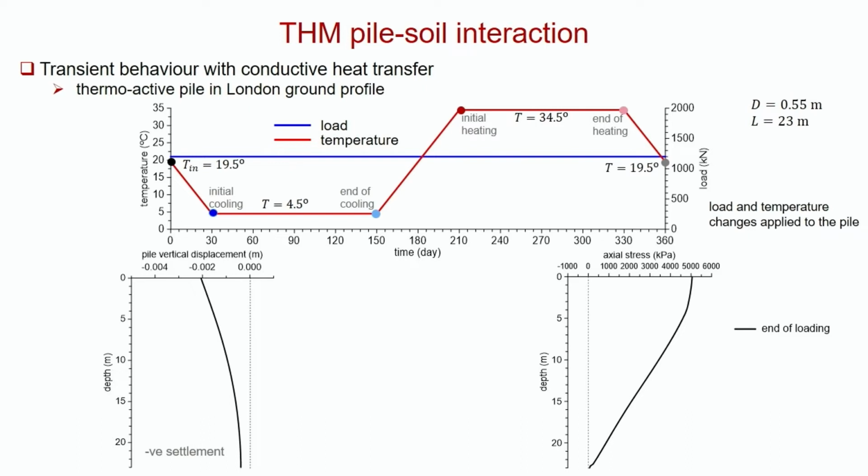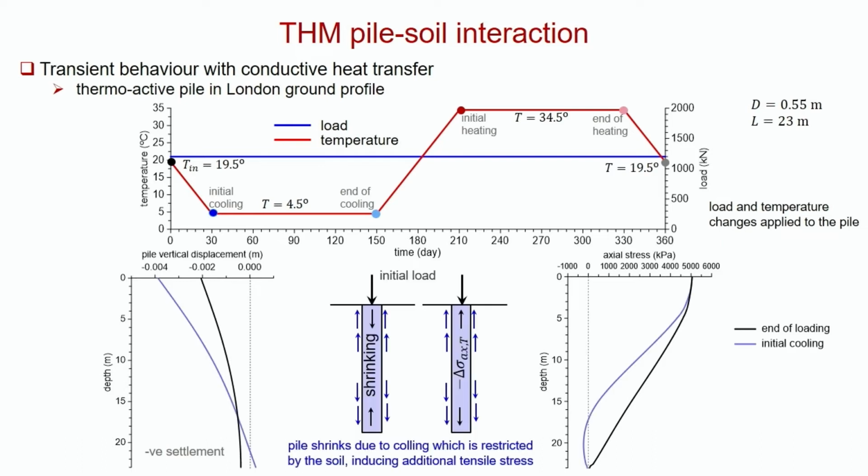If we then apply, so if we now change the temperature on this pile, the pile will try to shrink. But the soil at the side of it is not going to shrink as much. So the support that the soil is giving to the side of the pile, which is how you transfer the load from the building via the pile to the soil, is actually going to change.